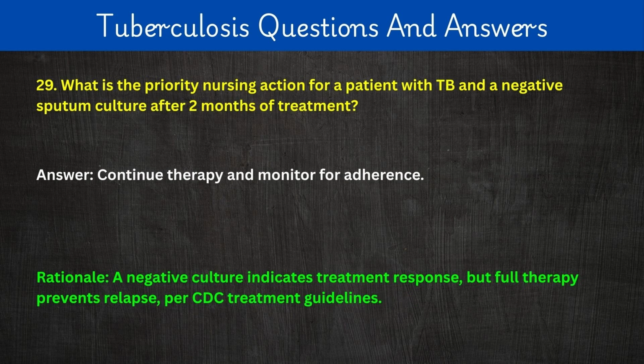29. What is the priority nursing action for a patient with TB and a negative sputum culture after 2 months of treatment? Answer: continue therapy and monitor for adherence. Rationale: a negative culture indicates treatment response, but full therapy prevents relapse, per CDC treatment guidelines.